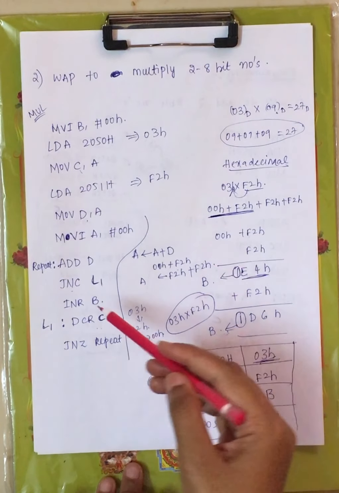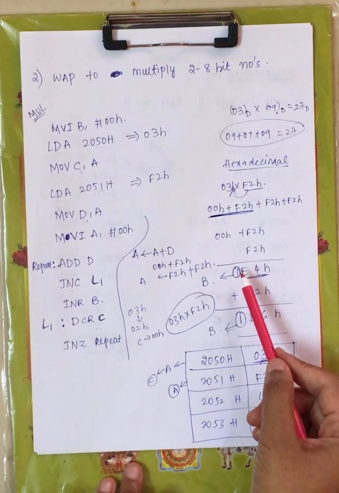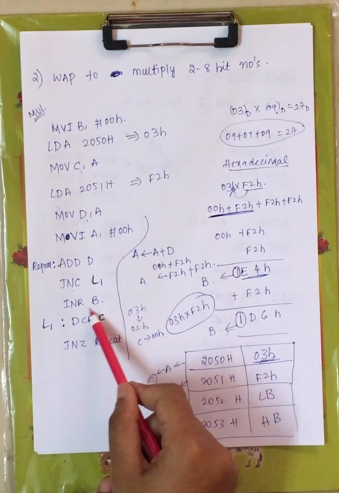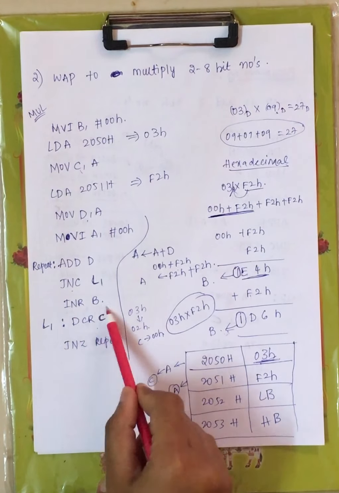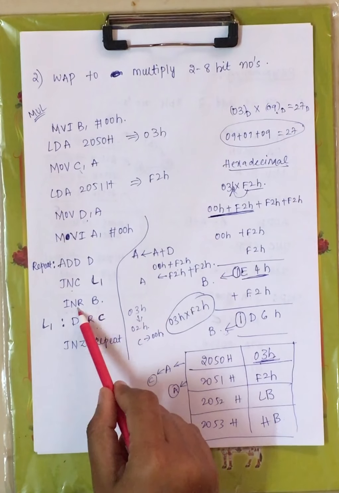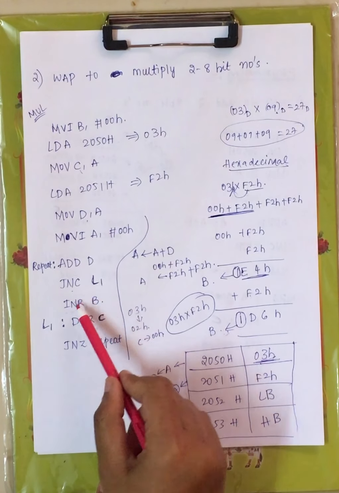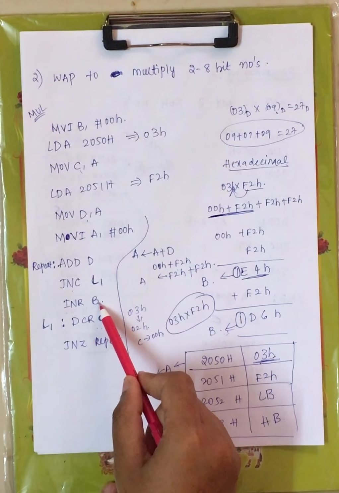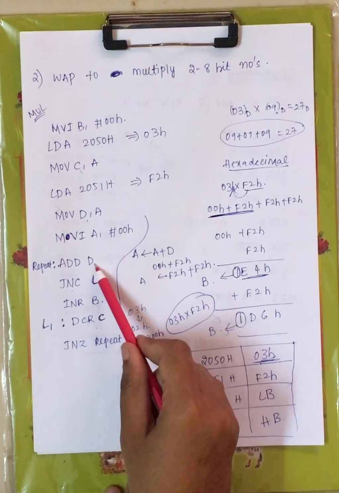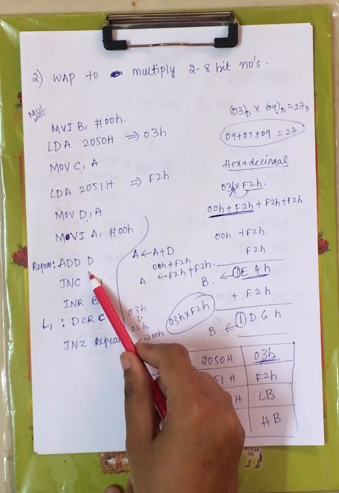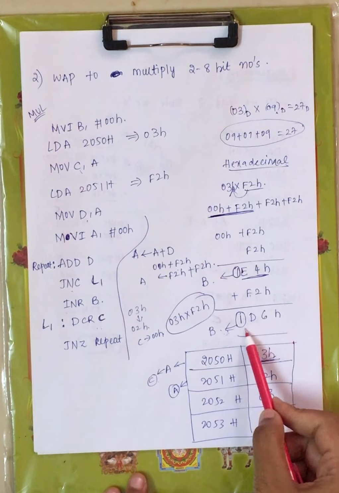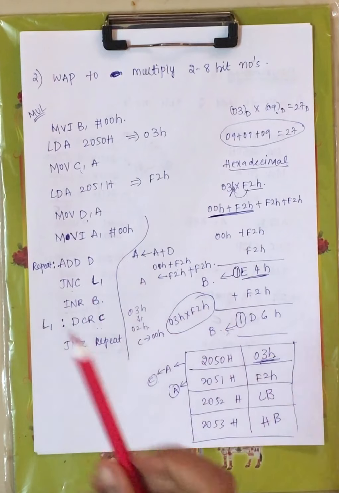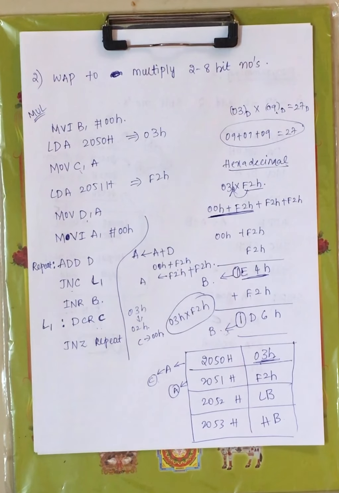It is 1E4H. Now here we are getting carry. That's why B will be incremented by 1. Now again it will jump to this particular instruction, again F2H. This loop will continue till C is 00H.